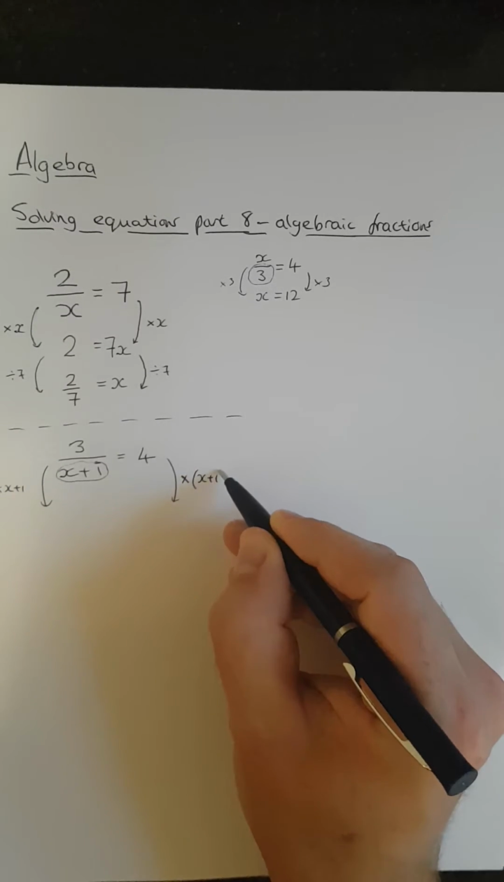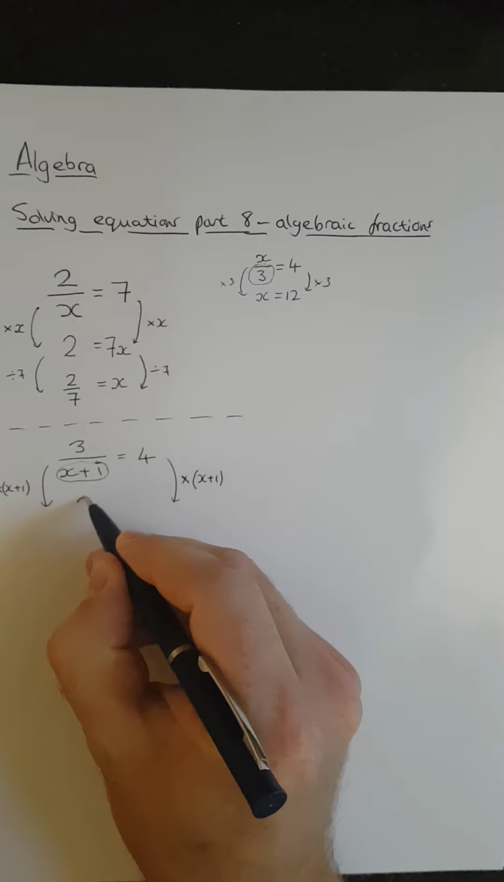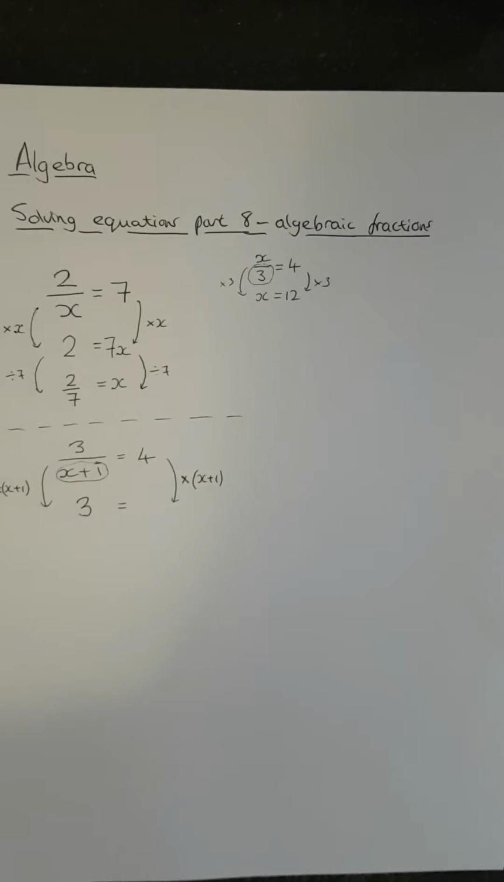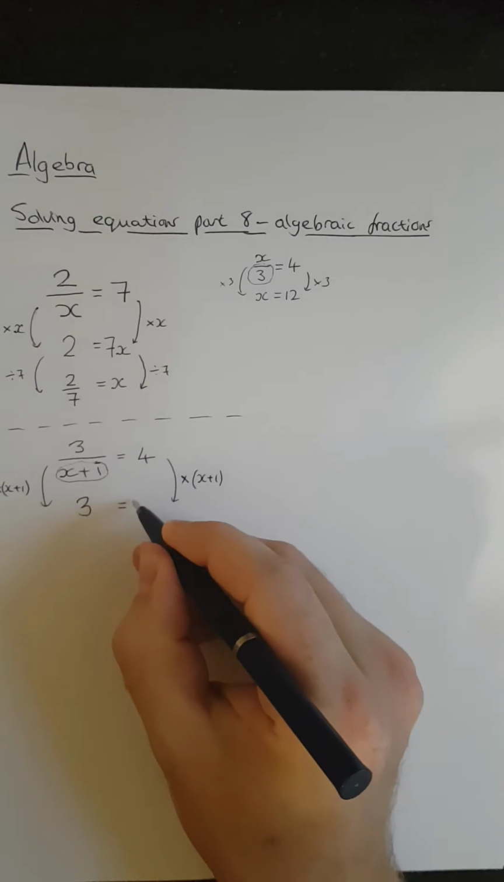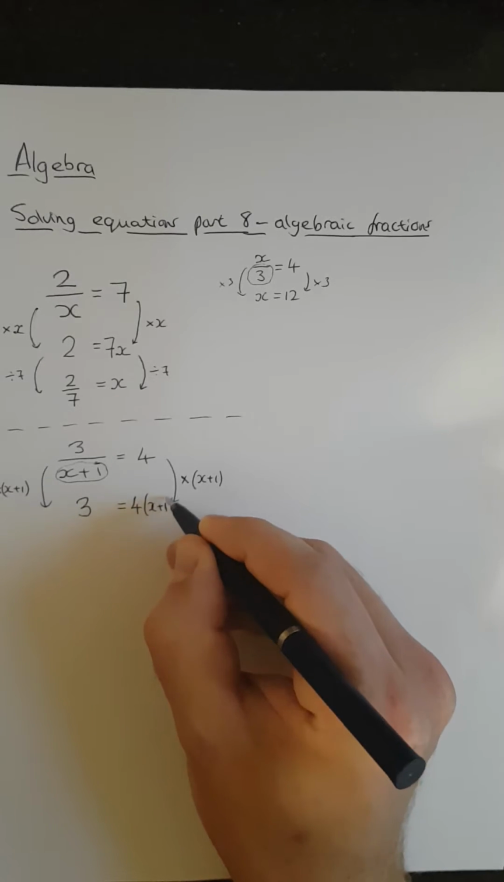You'll notice I'm putting that in a bracket. Please watch the video on expanding and factorising brackets if you want to go through that again. So this side becomes 3. We know that was on purpose because we wanted to get rid of the fraction. This side becomes 4 lots of x plus 1.